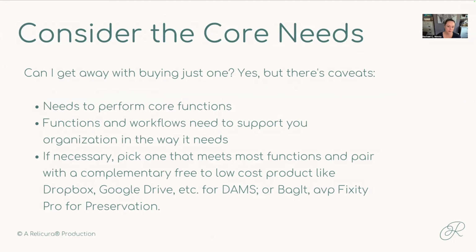So considering the core needs, can you get away with buying just one? Absolutely, but there's going to be some trade-offs, of course. Whatever you do decide, make sure that it performs at least the core functions that are of greatest need for you. Take advantage of functions and workflows to help support your organization in the way that it needs, at least to the extent possible.